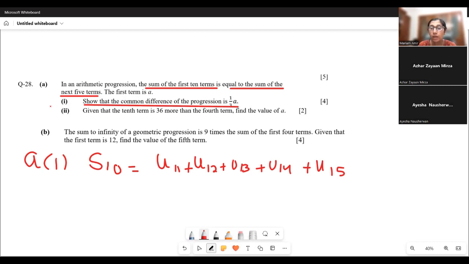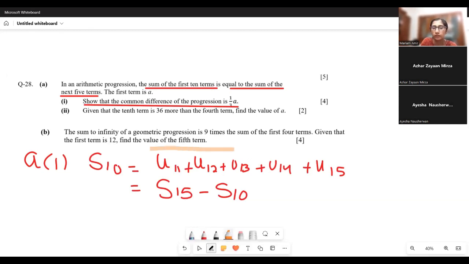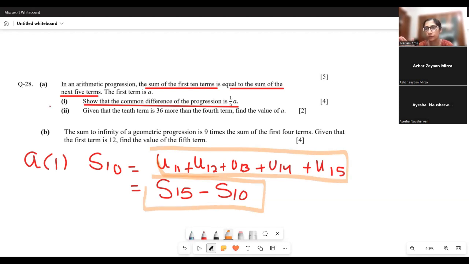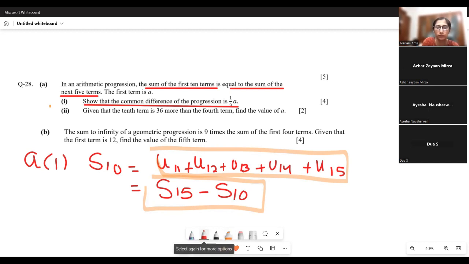ठीक है. अच्छा, अब हम बजाय के 11 टर्म 12 13 14 15 का सम फाइंड करें, हम ये कर सकते हैं कि हम इसको कह दें कि सम 15 माइनस सम 10. इसकी जगह ये लिख सकते हैं. ठीक है. फर्स्ट 15 टर्म्स के सम में से फर्स्ट 10 सम का माइनस करते हैं, हमारे पास 11 12 13 14 15 टर्म का सम आ जाए. And that would be equal to S10.